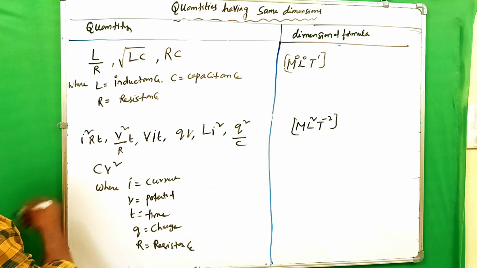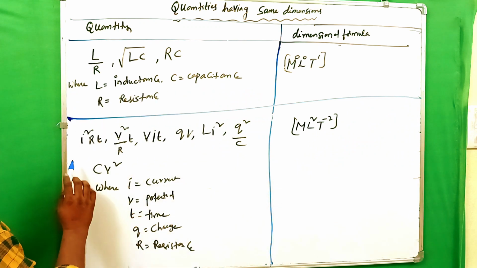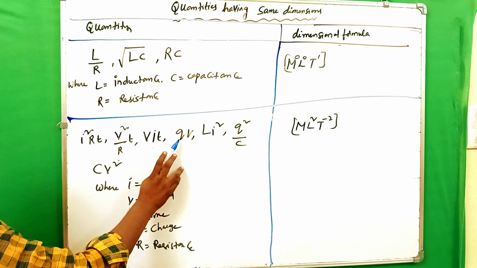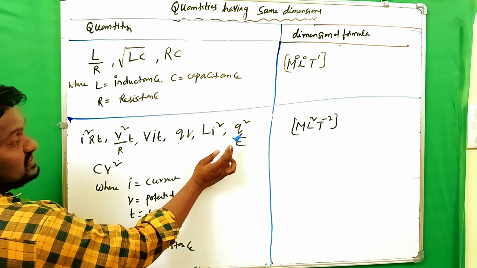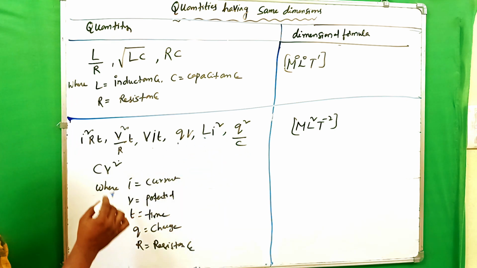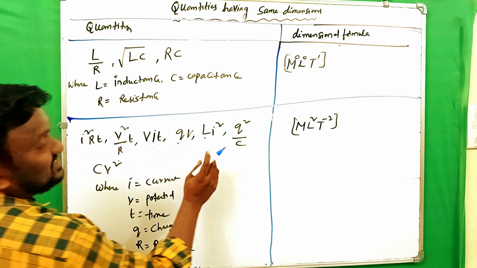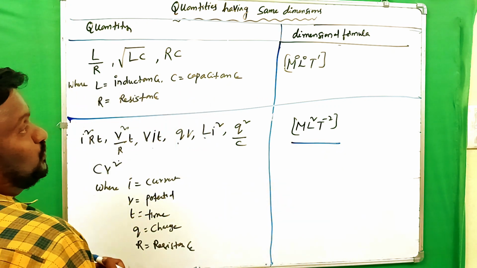Similarly, when you are finding any equations in a question like this, you have to observe this one. I square RT, V square by R into T, VIT, QV, Li square, Q square by C, where Q is the charge, C is the capacitance, I is the current, L is the inductance, T is the time, and R is the resistance. So all have the same dimension formula, that is M L square T inverse 2. Okay, clear?